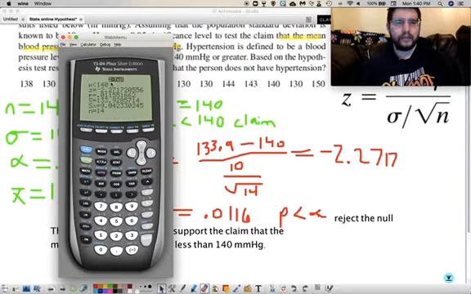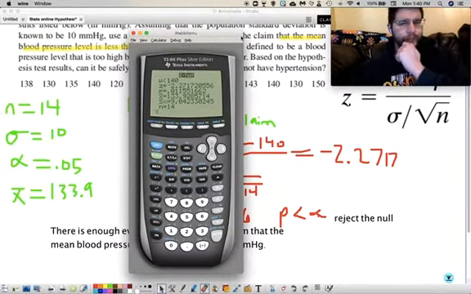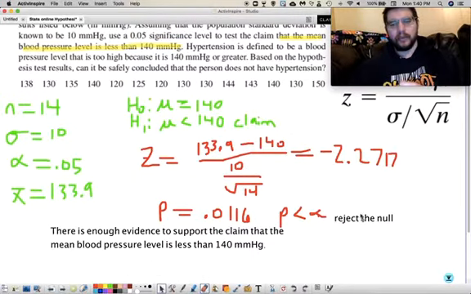And calculate it. Test statistic, p-value, the mean. So we got everything we need. Again, P is less than alpha, we reject the null, the claim is in the alternative, so we support the claim. Next example.